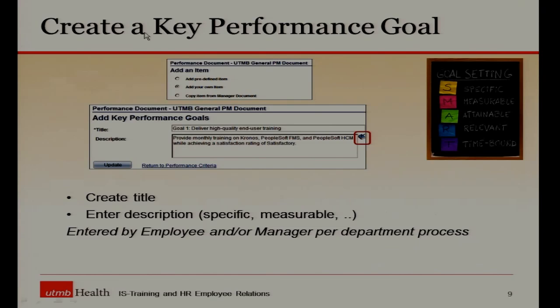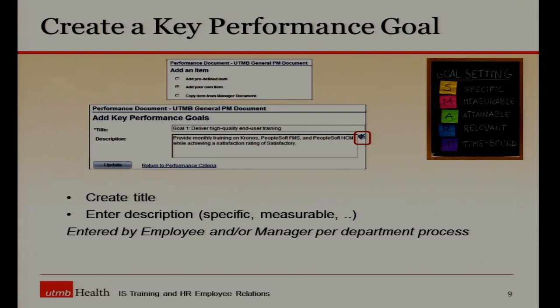The small book icon here that we have circled in red, that is our spell check icon. You can also do a copy and paste. So if perhaps you want to do a grammar check and you like the functions of Microsoft Word, you could put that in Microsoft Word, do a grammar check and a spell check over there, and copy and paste your description into the ePerformance document.